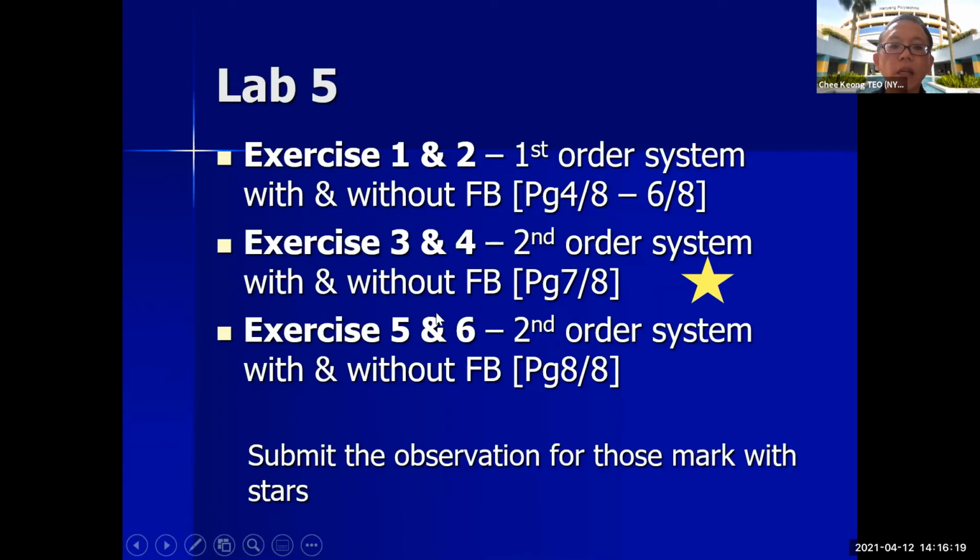And likewise for exercises 5 and 6, it's also a second order system with and without feedback, and that is on page 8. Later, I'm going to give you the example using exercises 5 and 6. So basically from exercises 5 and 6, you can infer how you should answer or submit the observation for your exercises 3 and 4. So we only do N1, N2 and N3, and you only do submission for exercises 3 and 4.